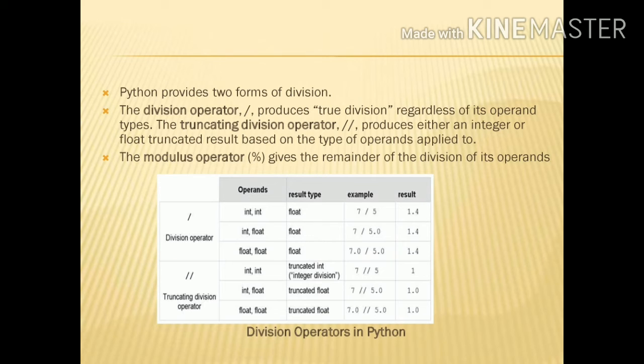If the division operator is between int and int, the result type will be float. If the division operator is between int and float, the resulting type will be float. If it is for float and float, the result type will be float. Likewise, for the truncating division operator, int and int, the resulting type will be truncated int. Int and float, the resulting type will be truncated float. And float and float will result in truncated float.